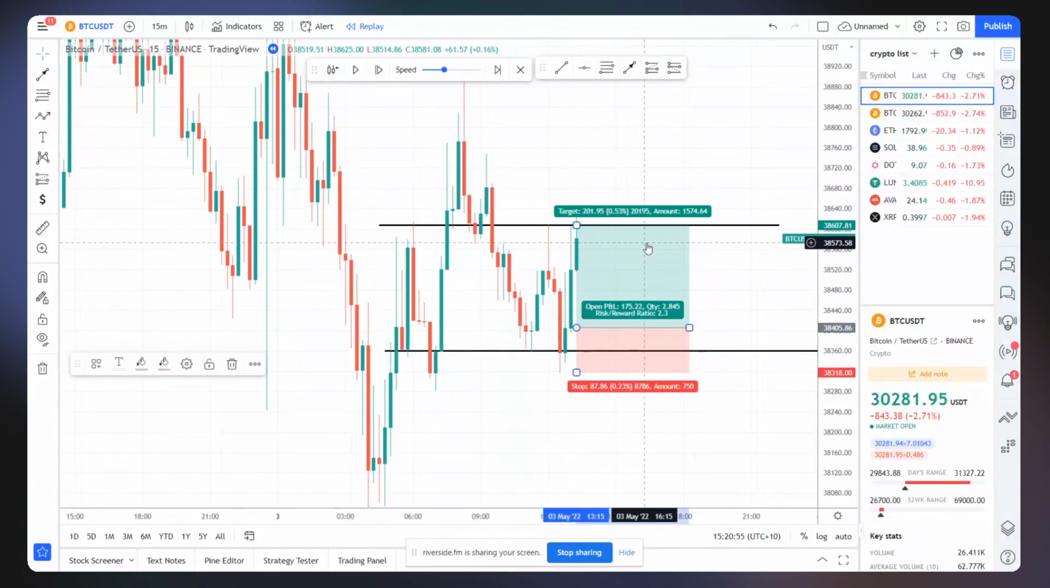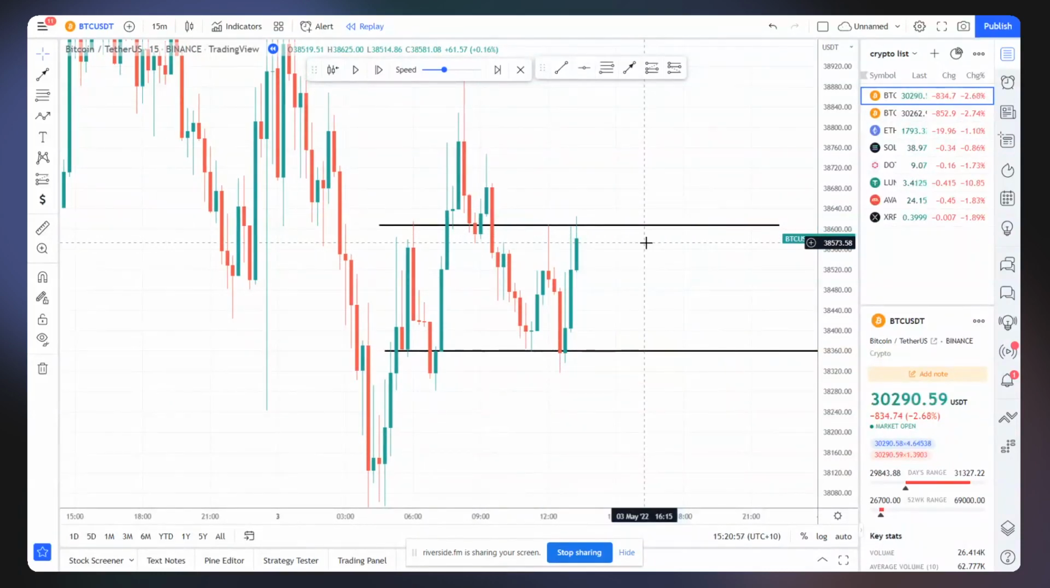Now, this isn't always going to work, guys. This is something that I really need to stress to you. It might not do it, right? No one has a 100% win ratio. No one does. There's no one in my proprietary trading firm that has 100%.